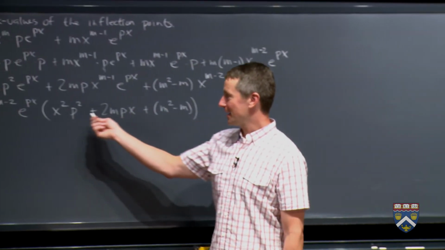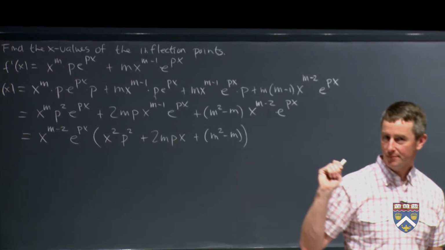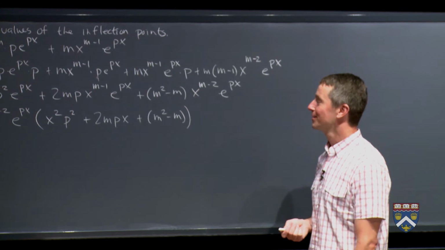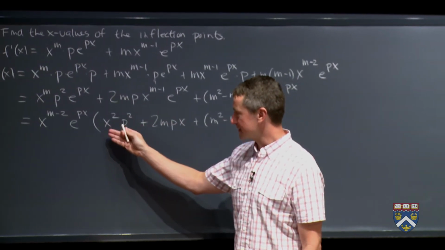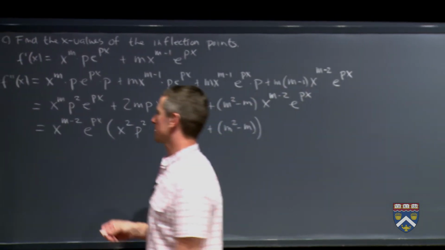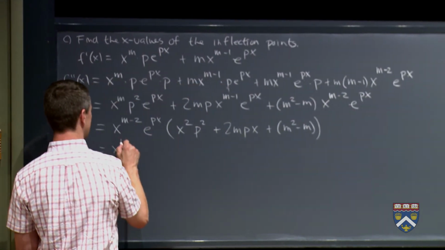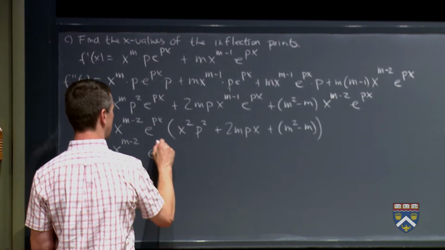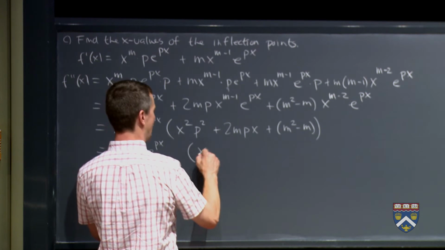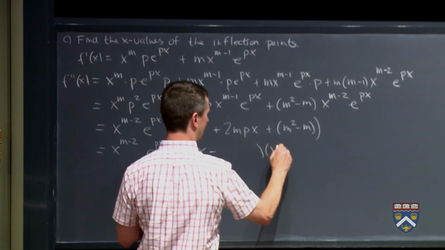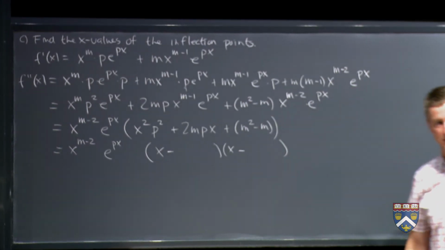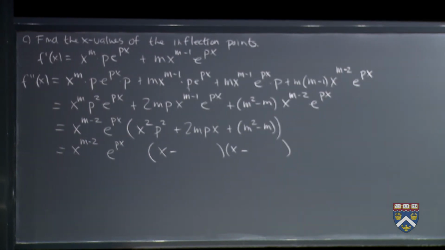This thing here is what kind of function? It's a quadratic, right? So we know how to solve quadratics. We have the quadratic formula. So we're going to need to leave a little bit more room down here. We're going to try to factor this, so we're going to try to write this as x to the m minus 2 e to the px, I'm going to leave a little bit of space here, we'll talk about that in a minute, times x minus something, times x minus something else. The quadratic formula is what's going to tell me what to put in these two boxes when I factor it out.